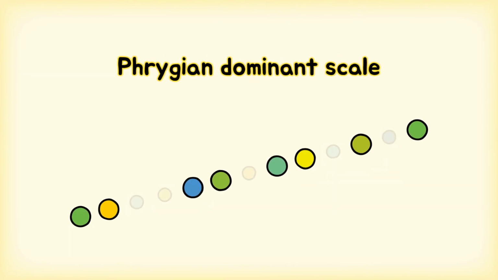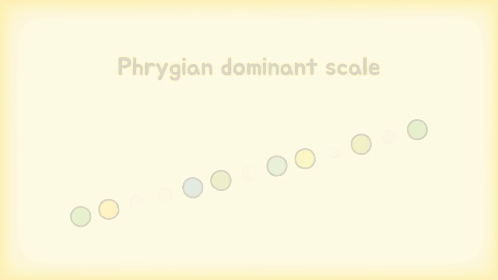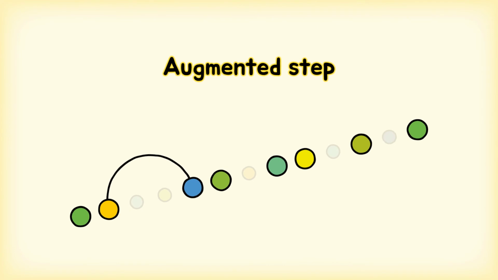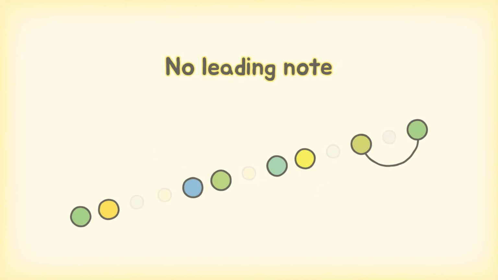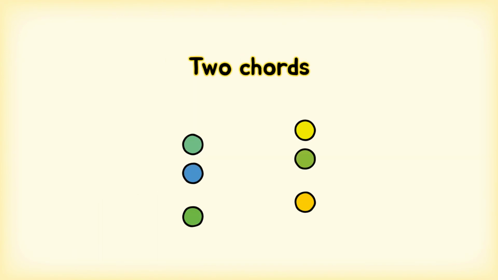Let's see how the Phrygian dominant scale fares in comparison to the minor scales we've just seen. We know that we have that troublesome augmented step from the second note to the third. In fact, Sam Smith has to fudge the scale to avoid this when singing the words something unholy. But the seventh note is still two semitones below the tonic, so we don't have a leading note either. That partly explains why the bass line and chord progression stay the same for the whole song.